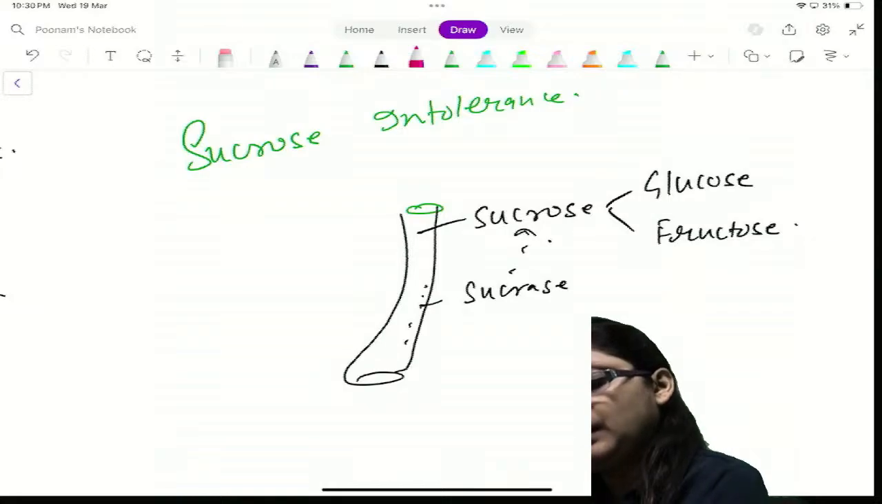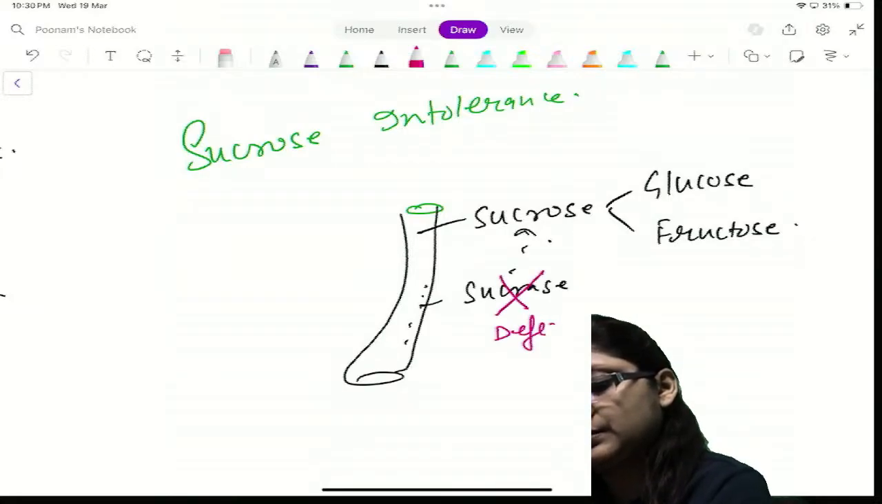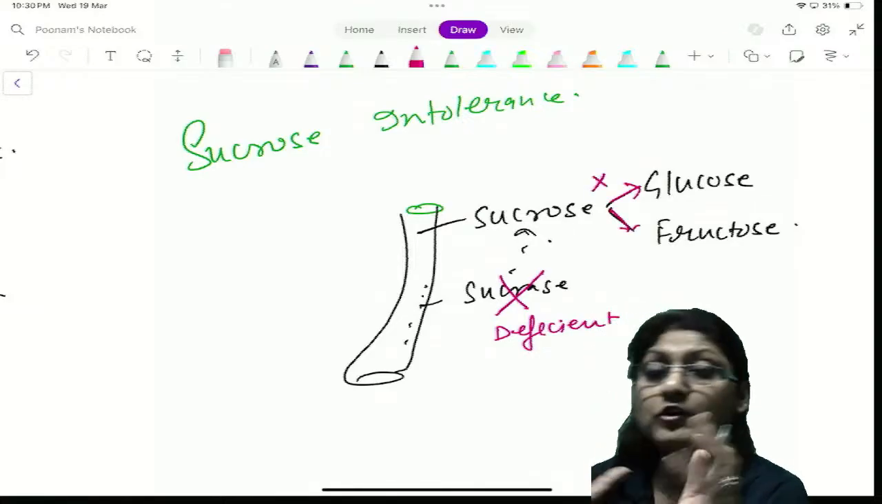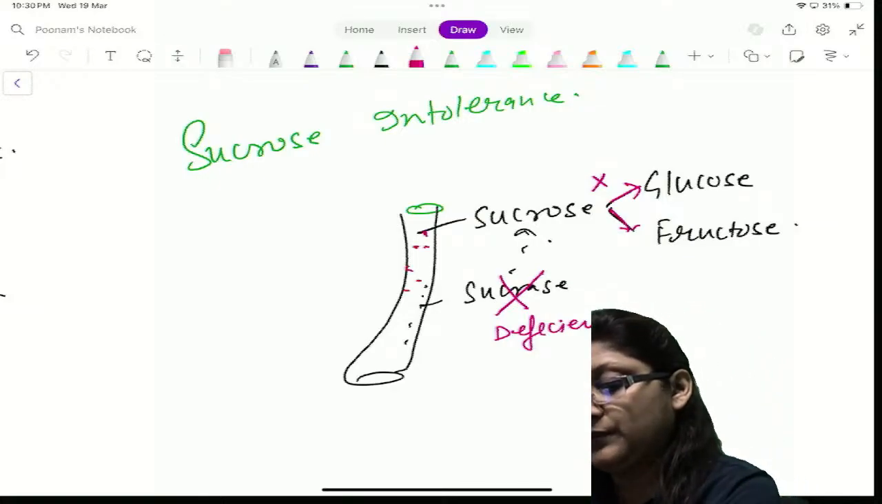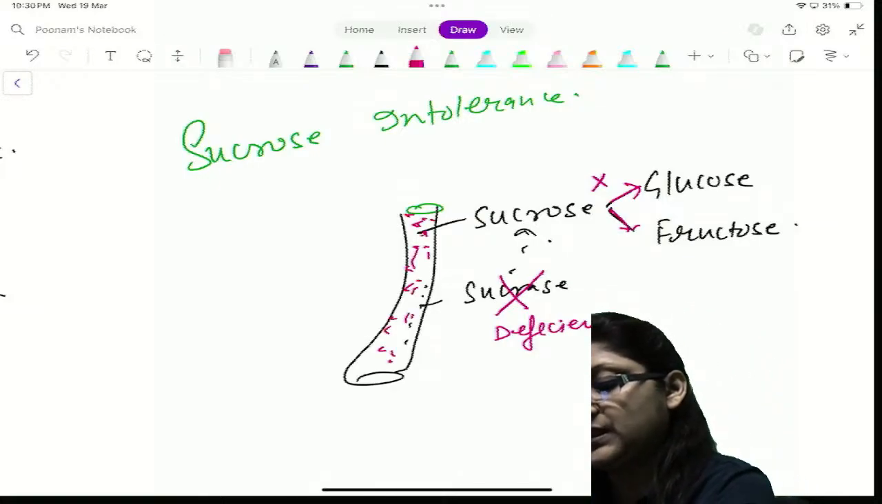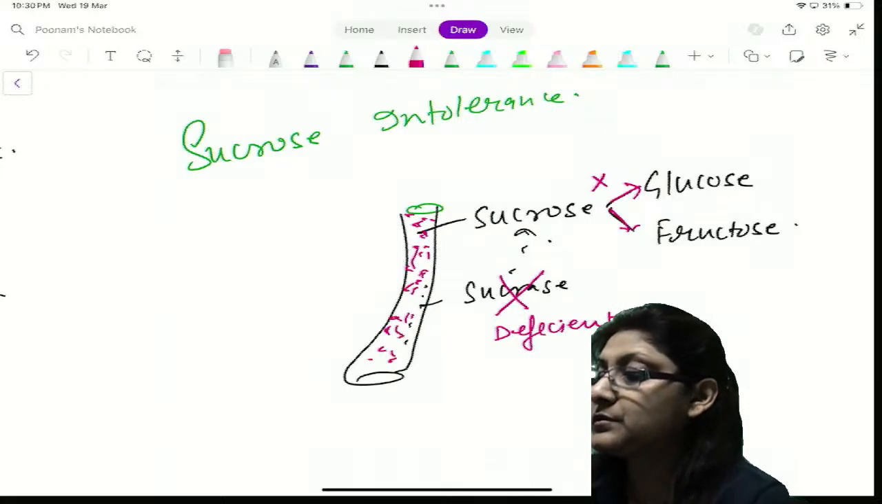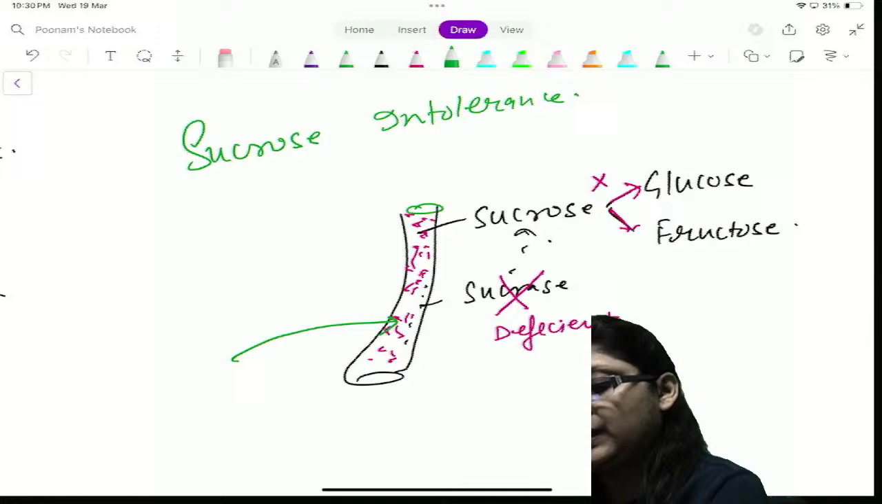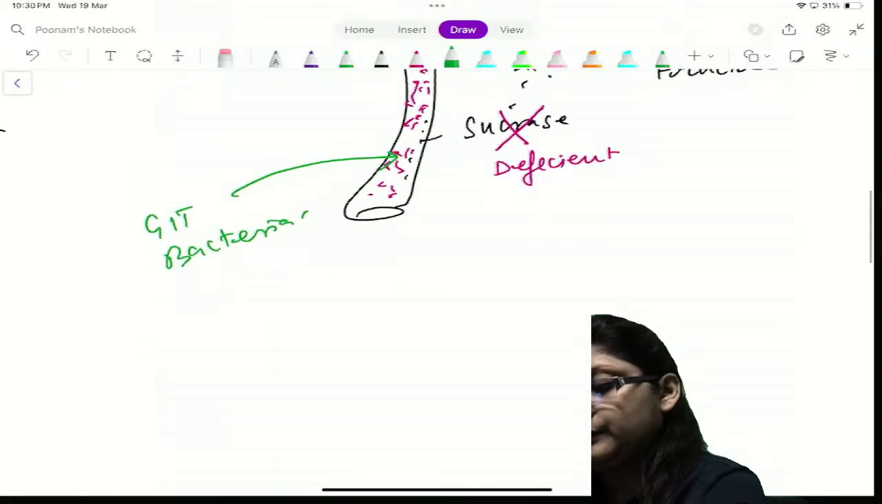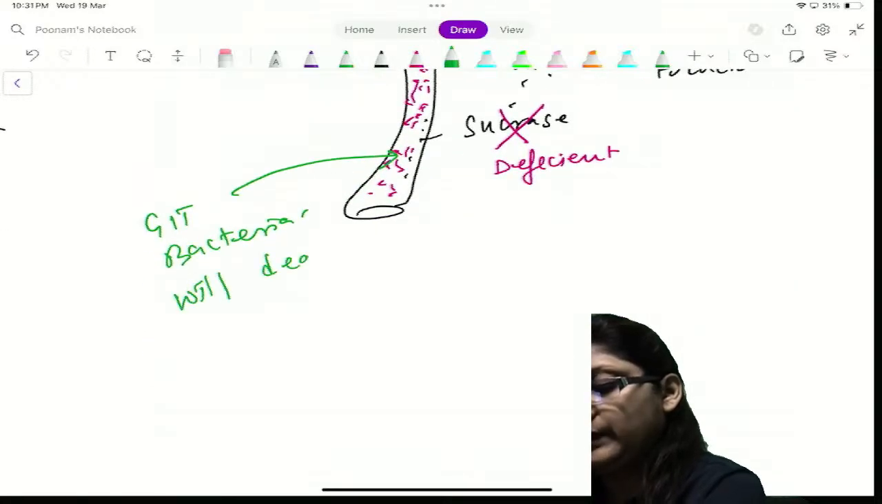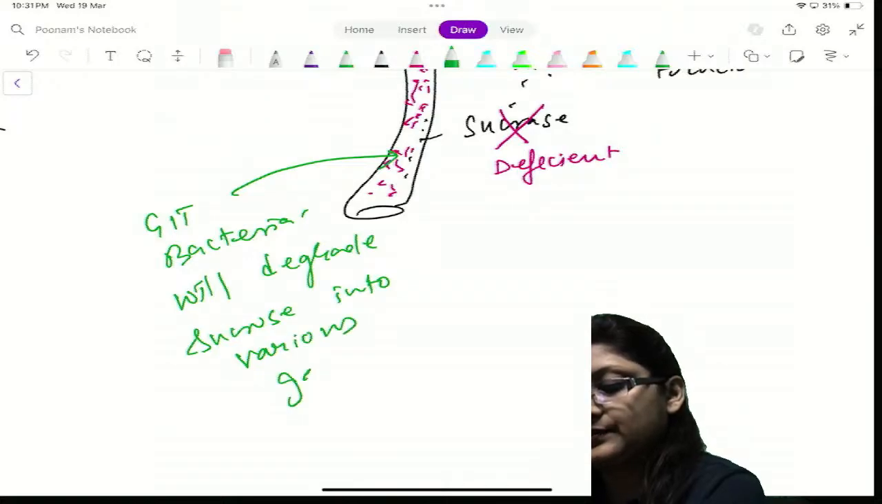What is happening if the sucrase enzyme is deficient? That time, this digestion of sucrose into glucose and fructose will not be taking place, and you will have a lot of sucrose in the GIT lumen which is not digested and not absorbed. That time, GIT bacteria will come and they will attack the sucrose. They will degrade sucrose into various gases like carbon dioxide, methane, etc.